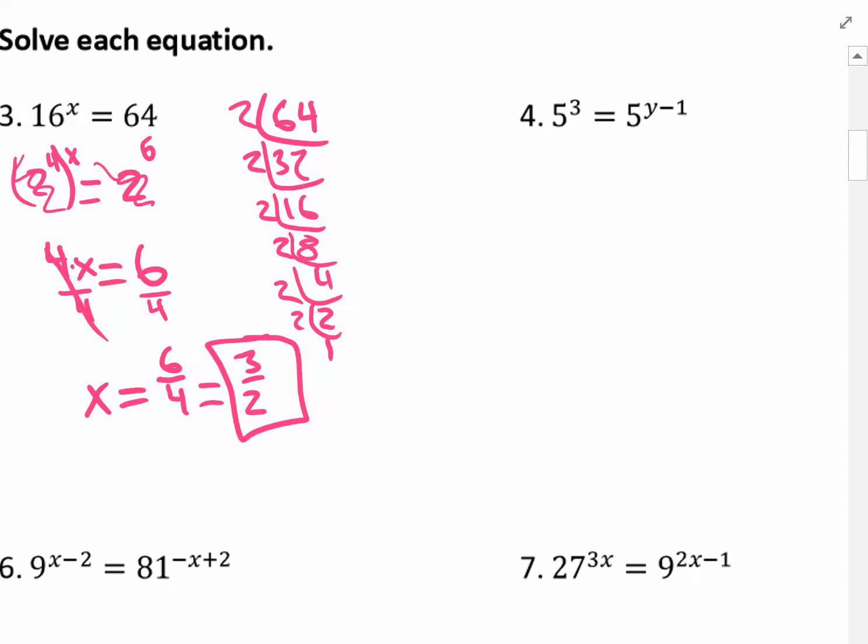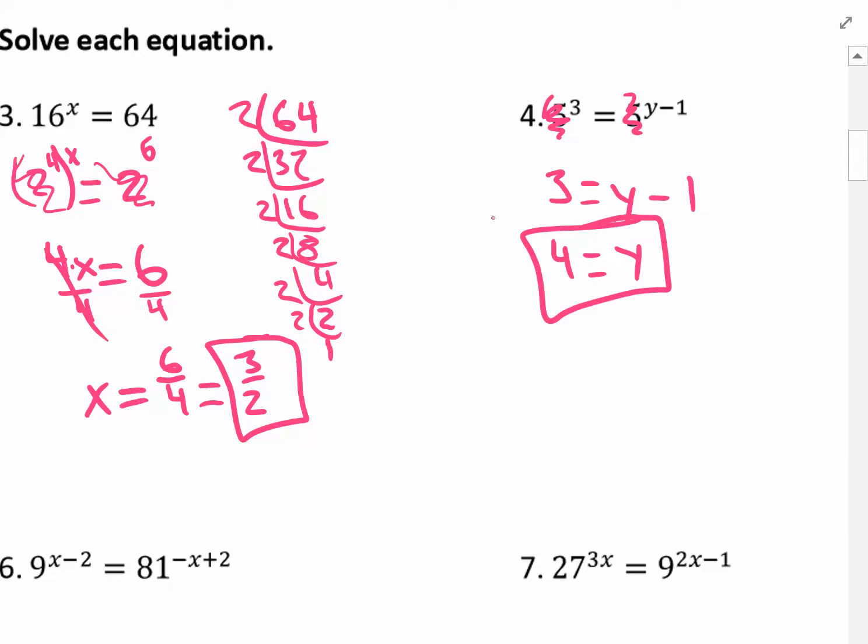This one's nice because it's already 5s on both sides, so we don't even have to hedge. We check if there's hedging to do, there isn't. So we go straight to 3 equals y minus 1. Now we solve for y by adding 1. And done.